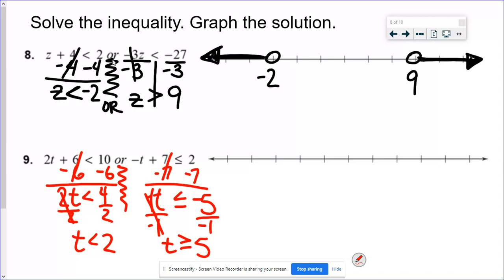So right here is 2. 3, 4, 5 is right here. 2 has an open circle, and we're going to the left. And by now, that kind of graphing, I'm hoping, is kind of feeling pretty easy. And from the 5, I'm going to have a filled-in circle, and we're going to the right.